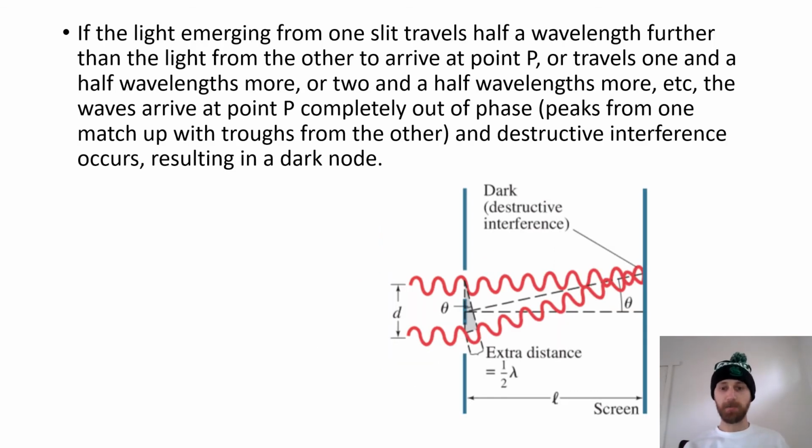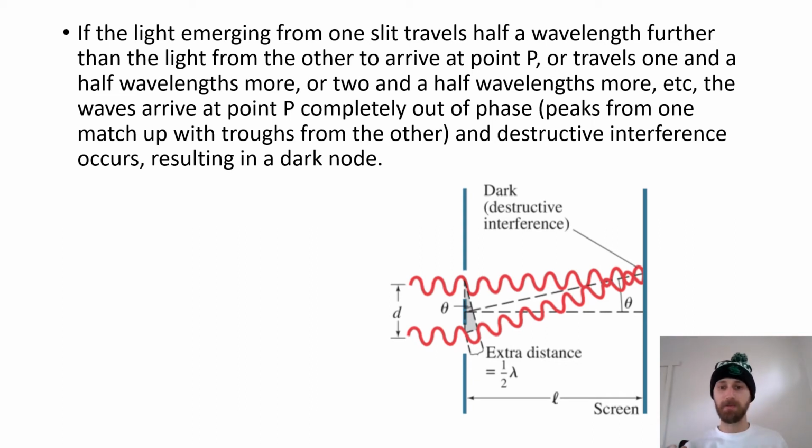We've got the opposite deal here. So it says if the light emerging from one slit travels half a wavelength further than the light from the other to arrive at point P, or travels 1.5 more, or 2.5 more, something and a half more, the waves arrive at point P out of phase. Peaks from one match up with troughs from the other, and we get destructive interference occurring, resulting in a dark node. So that's what's going on in that picture there.